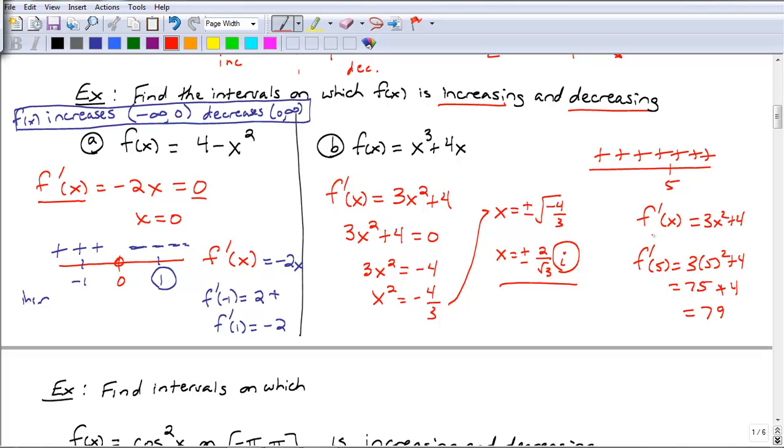You can also see by looking at it. X squared is always a positive number. 3 times x squared will still be positive, and I'm just adding 4 to it. The derivative is always positive, everywhere. It's never 0, because I got an i when I tried to find that. So I know that this function is increasing the whole time.